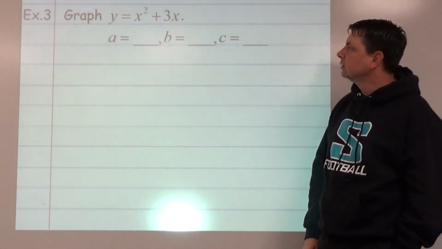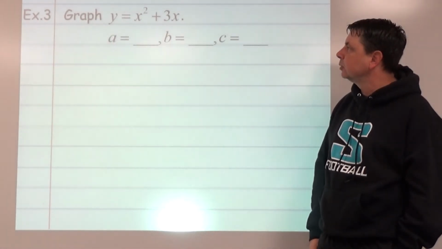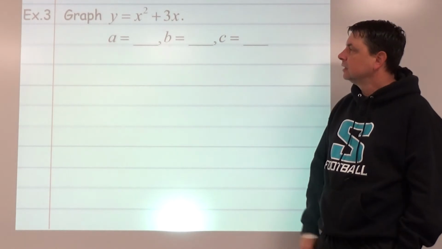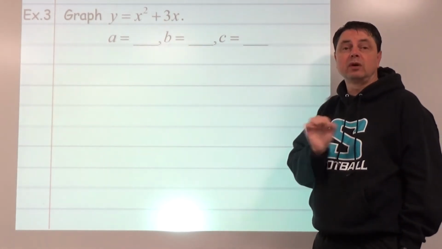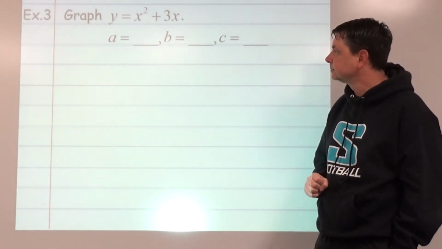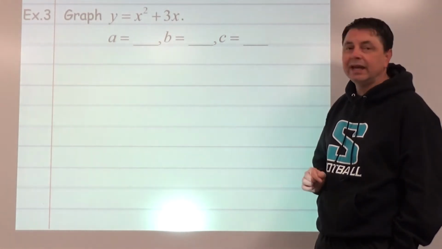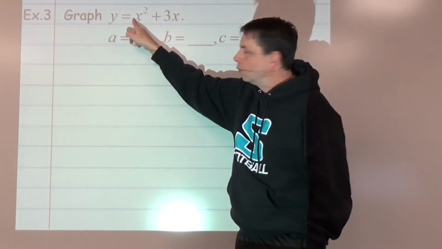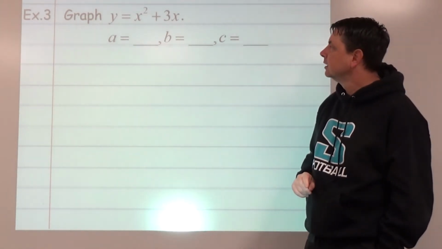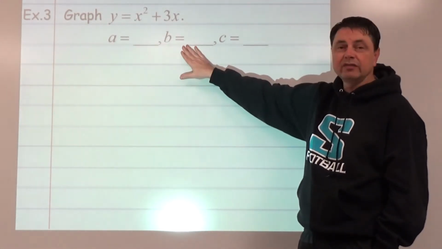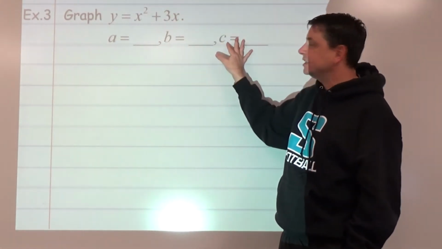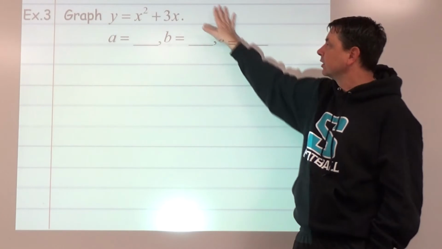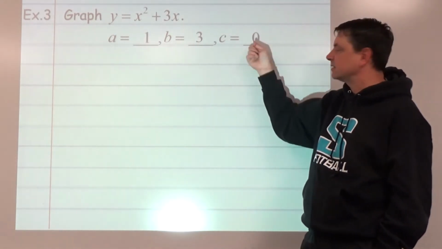Example number 3. Y equals x squared plus 3x. Start by identifying a, b, and c, and then we can use the formula to find our middle x. So a equals 1x squared. B is the number in front of the x. That would be 3. C is the constant, the number all by itself. There isn't one, so that's going to be 0.